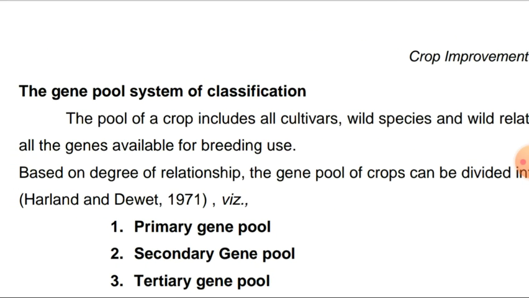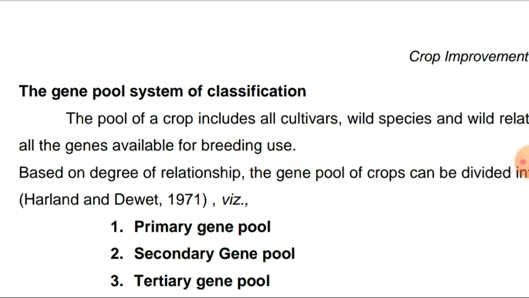Then we can classify the gene pool or germplasm on the basis of the degree of relationship. The gene pool can be divided into three: primary gene pool, secondary gene pool, and tertiary gene pool. Harlan and de Wet gave this classification. The primary gene pool is also called GP1, the secondary gene pool GP2, and the tertiary GP3. So what is the major difference between these three criteria?